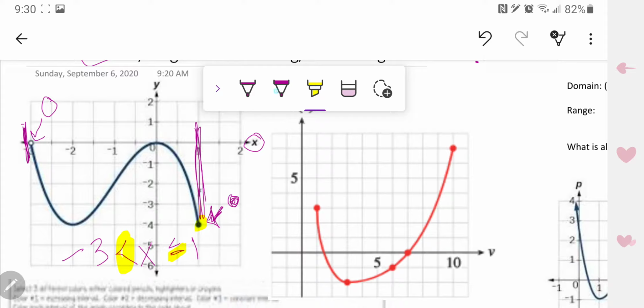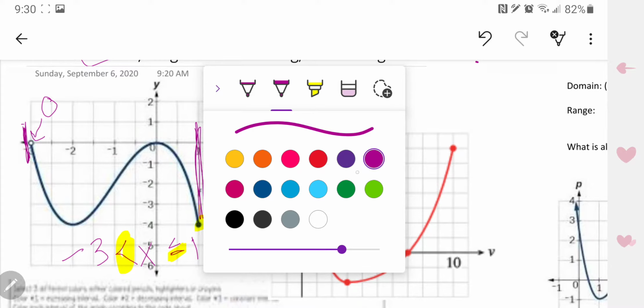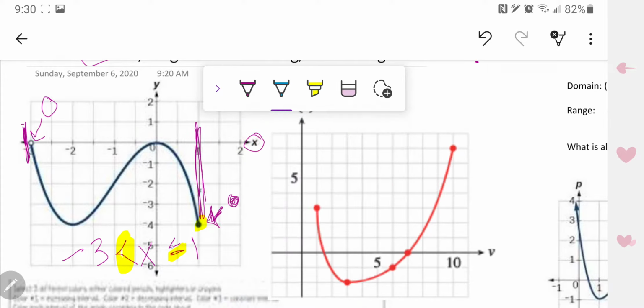The range then is the Y values. Let's pick a different color. Let's do blue. Okay, so now we're looking at our Y values. Our biggest Y value is 0. Our smallest Y value is -4. So -4, Y, 0. Now we're using Y because it is our range.